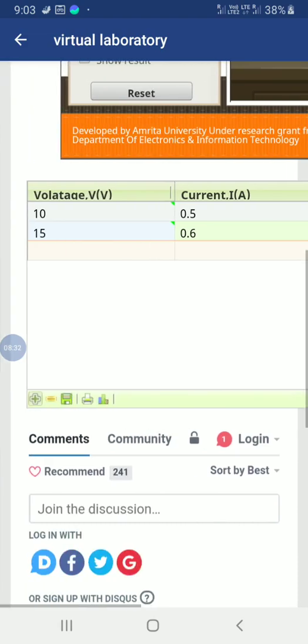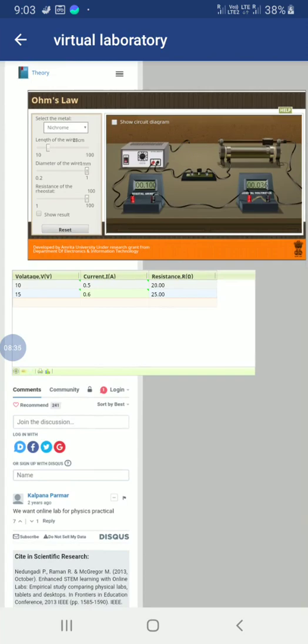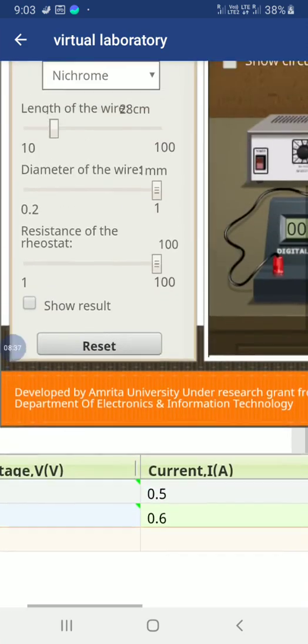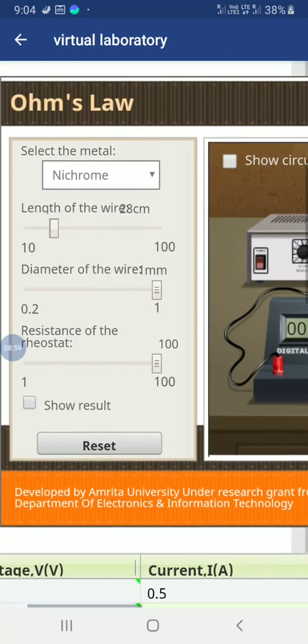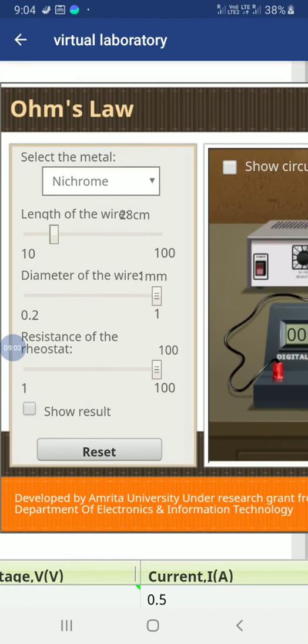current and voltage. Now make sure that you have noted the value of the diameter. Diameter of the wire is 0.2 millimeter. Okay, and the length is 10 centimeter. So it is 28 centimeter and the diameter is also 0.1 millimeter. You can see, length is 28 centimeter and diameter is 0.2.